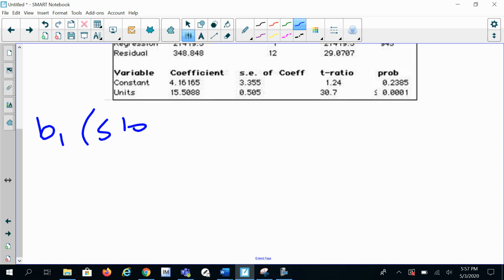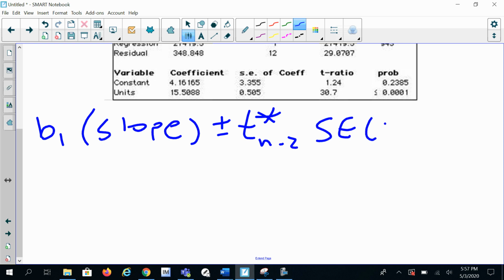But realize that b1 is the slope, plus or minus your critical value with n minus 2 degrees of freedom, times the standard error of b1, or the standard error of the slope. So b1 plus or minus t star with n minus 2, times the standard error of b1. This may look a little confusing at first, but I'm going to show you how not confusing this really is.